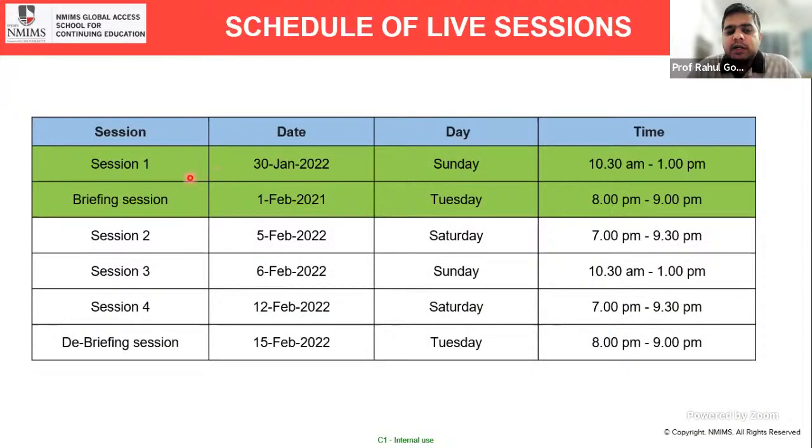So we have already done two sessions. One was a live session. We had done the briefing session on 1st of February. Today we are going to have session two. Then tomorrow morning, we will have session three. Next weekend, Saturday evening, we will have our concluding session where we will discuss network optimization, and it will be followed by a debriefing session on the root beer simulation that all of you are taking.